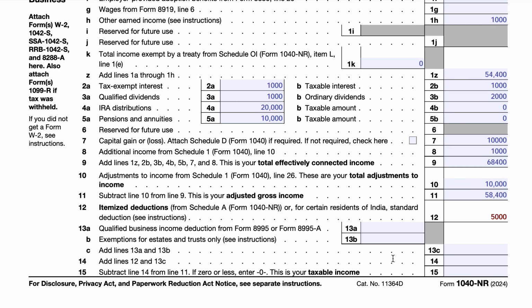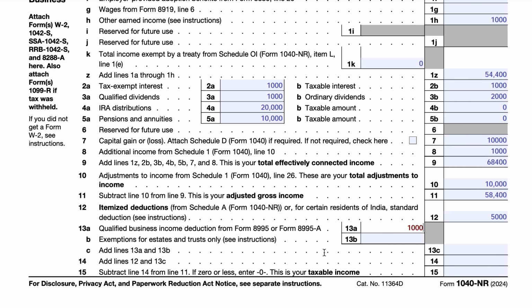Now 13A and 13B. Line 13A is the qualified business income deduction, known as the QBI deduction. If you're a business owner, you may complete either IRS Form 8995 or IRS Form 8995-A. One is the complete tax form and one is the simplified version. So even if John had a part-time job on the side, under certain circumstances he could complete one of those tax forms and maybe squeeze out a business income deduction. So let's just imagine that he did that.